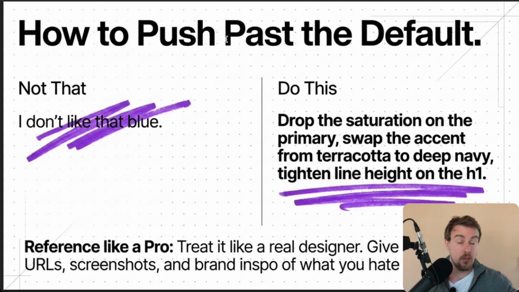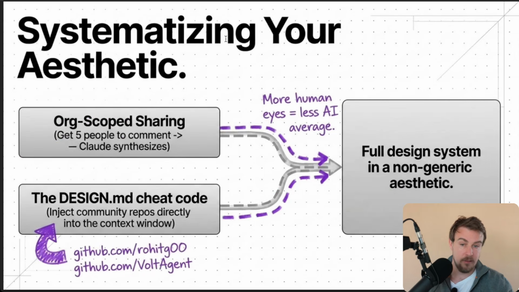You do have to think, you need to push away from the default. You can't just say, I don't like that cream. You need to give it specifics. This is exactly the same if you're working with a designer, exactly the same as all of your work with large language models and AI. You have to be specific. You need to reference.